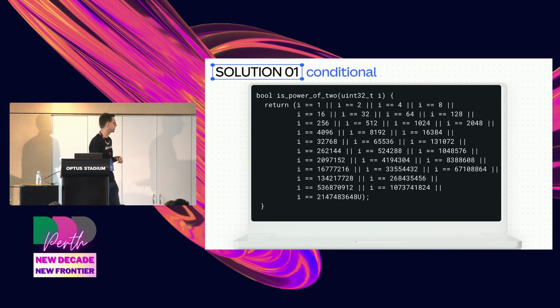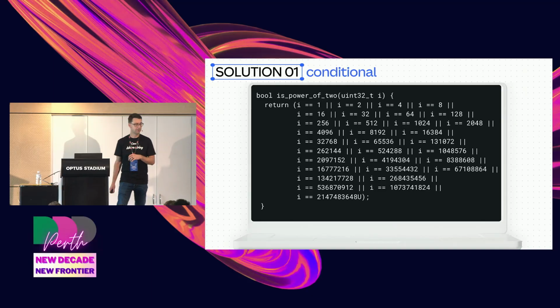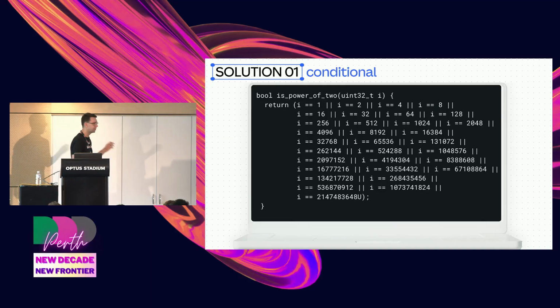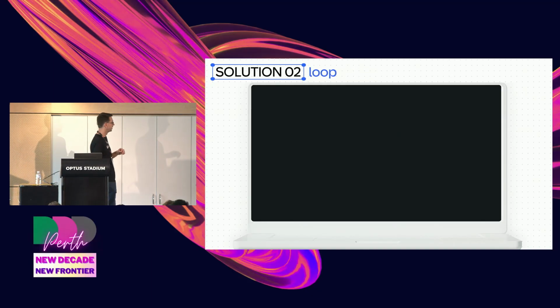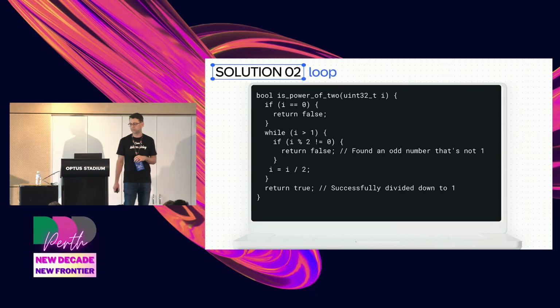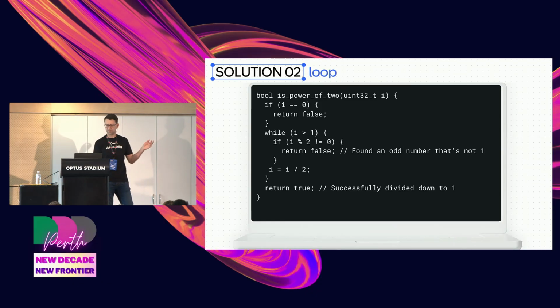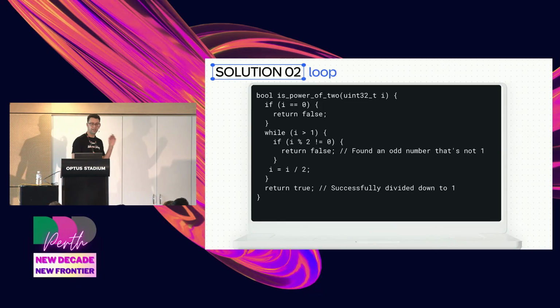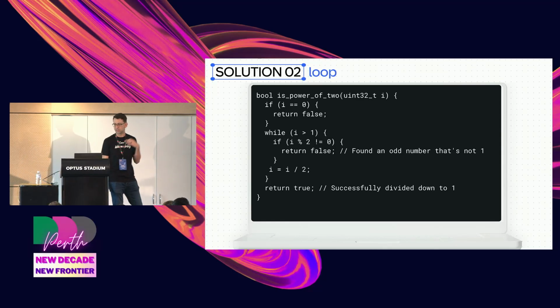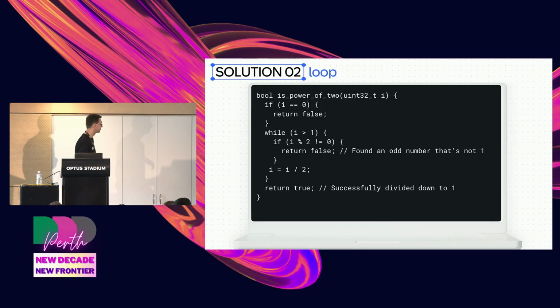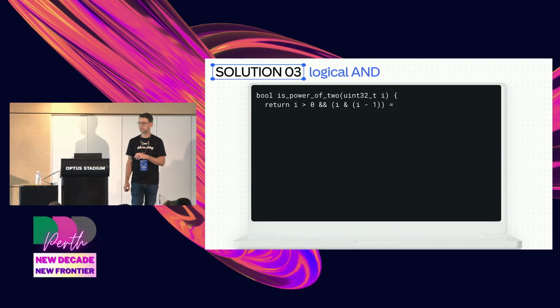We could implement the function like this, and we compare the input against all known powers of 2 that will fit within 32 bits. This is definitely not pretty, but it will get the job done. Or we could do something like this. We'll take the number, first check if it's 0. Otherwise, we'll repeatedly divide the number by 2 until it either reaches 1 or finds that the number is not evenly divisible by 2.